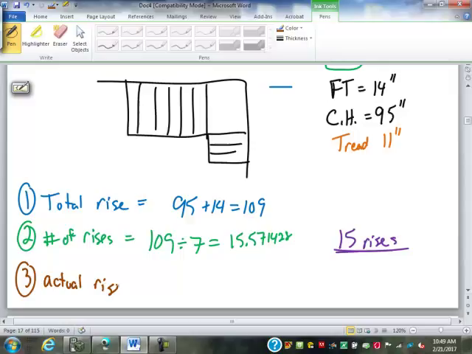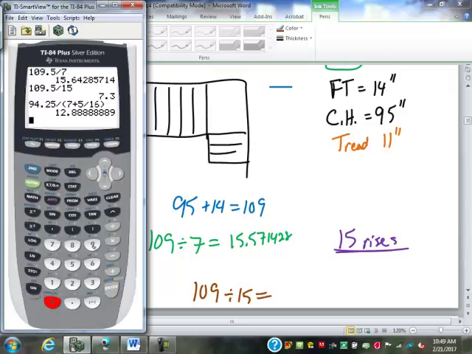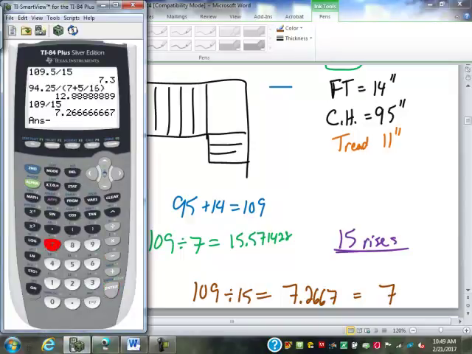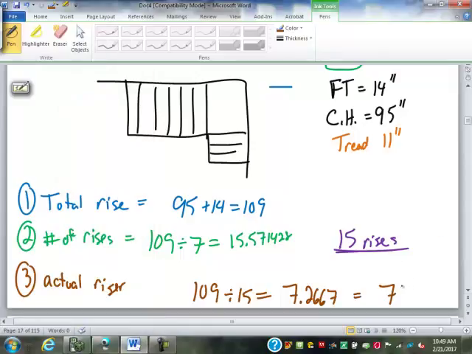Step 3. The actual riser height is going to be 109 divided by 15. That's 7.2667. So that's 7 inches and a quarter, I'm guessing, but we'll double check it. 4.26. Yes, that is 4/16 or 1/4 inch. So our riser height is a 7 1/4.